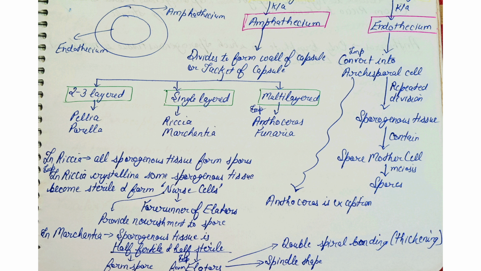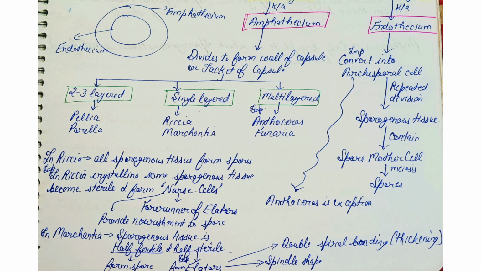This point is important. The endothecium is converted into archesporial cells. What exception lies in case of Anthoceros? After converting into the archesporial cells, it continues to divide and produce the sporogenous tissue, which contains the spore mother cells. The spore mother cells undergo meiosis and produce the spores. All the sporogenous tissue produces the spores in case of Riccia. But in Riccia crystallina, some sporogenous tissue becomes sterile and forms the nurse cells. Nurse cells provide nourishment and help in spore dispersal.